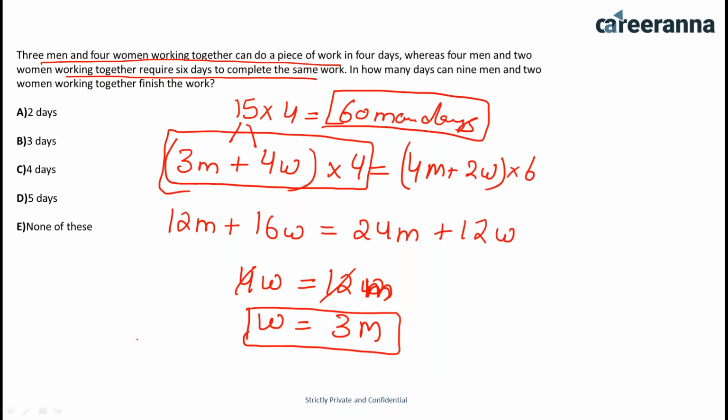Okay, now the question is saying that 9 men and 2 women are working together to finish this work. Now you already know that 1 woman is equal to 3 men, so here you can use 6. So this will become 9 men plus 6 men, which is equal to 15 men. Okay, this is the total men.